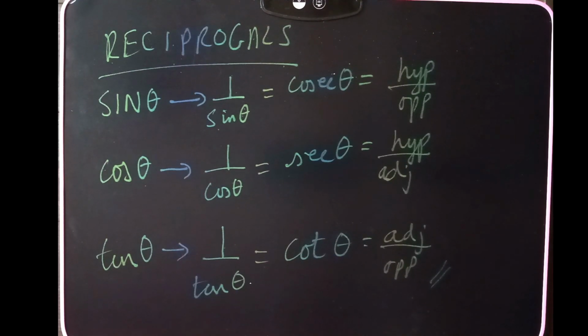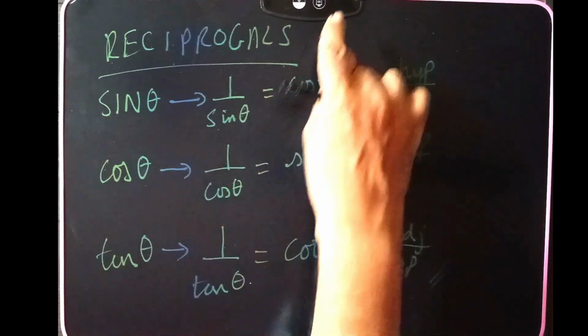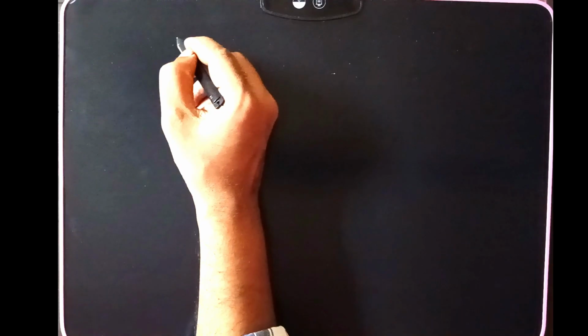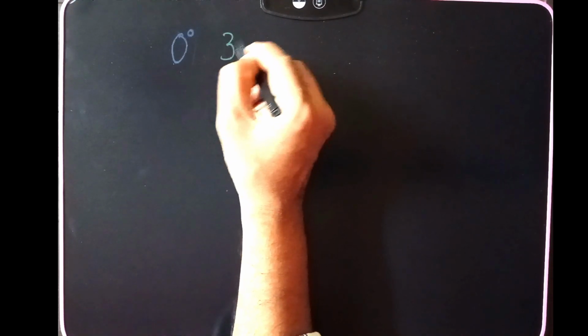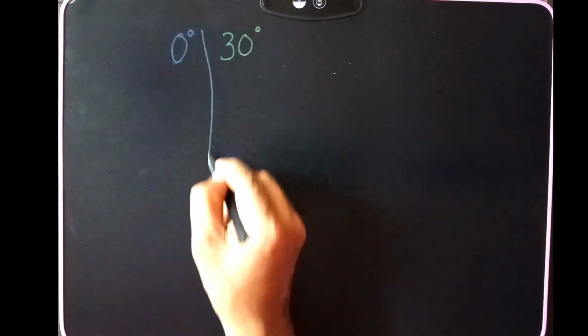So now you have understood the ratios and the reciprocals of the ratios. Now let us see the values for some of the common angles. What are the common angles? The common angles are 0 degrees, then another is 30 degrees. These are the common angles.